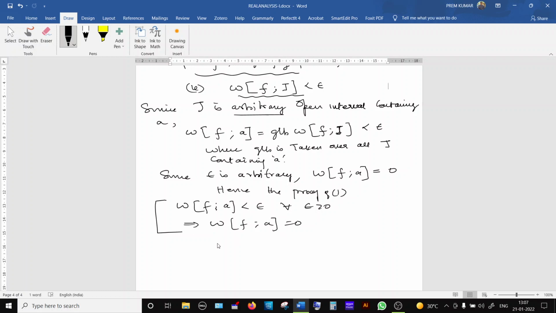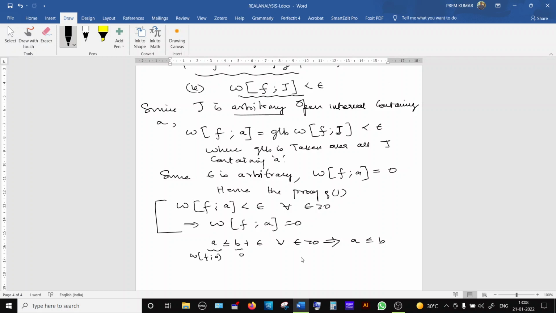We have one proof. Suppose a and b are any two real numbers. If a is less than or equal to b plus epsilon for every epsilon greater than 0, then we can prove that a must be less than or equal to b. So in place of b you put 0, in place of a you put omega f; a. So what we proved so far is a is less than epsilon, that is, b is 0.